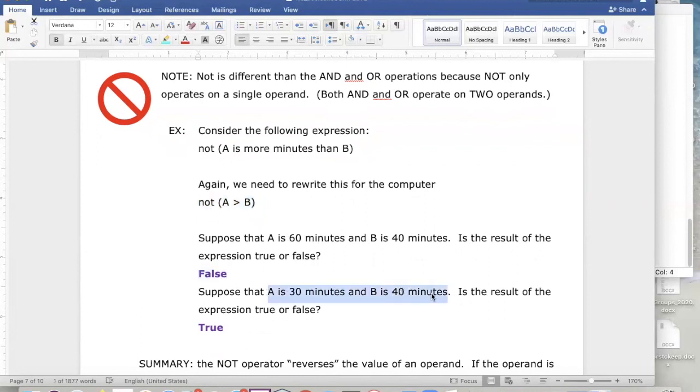On the other hand, suppose A is 30 and B is 40. 30 is not bigger than 40. This will be false when we evaluate it. And then taking not a false returns a true value. And remember I said that not A greater than B really means that A is less than or equal to B. And you can see that that's the case in these two examples. Here, if we were checking to see is 60 less than or equal to 40, we'd get a false answer. And here, if we were checking to see if 30 was less than or equal to 40, we'd get a true answer.